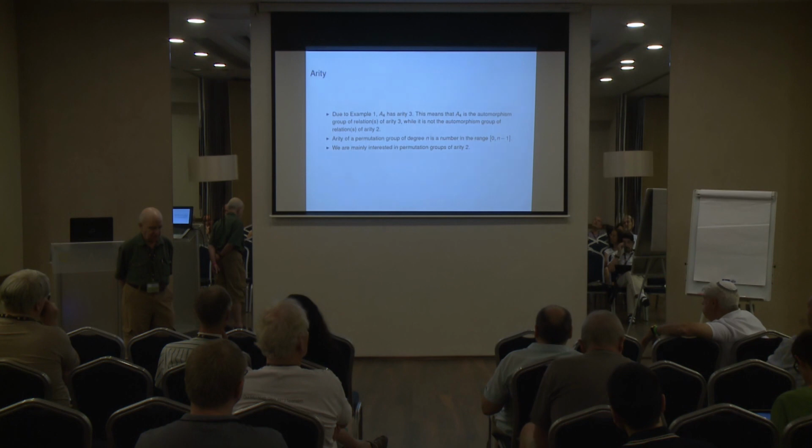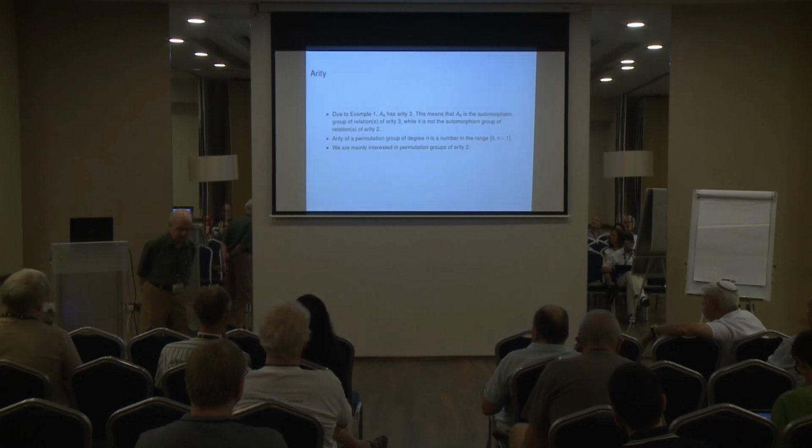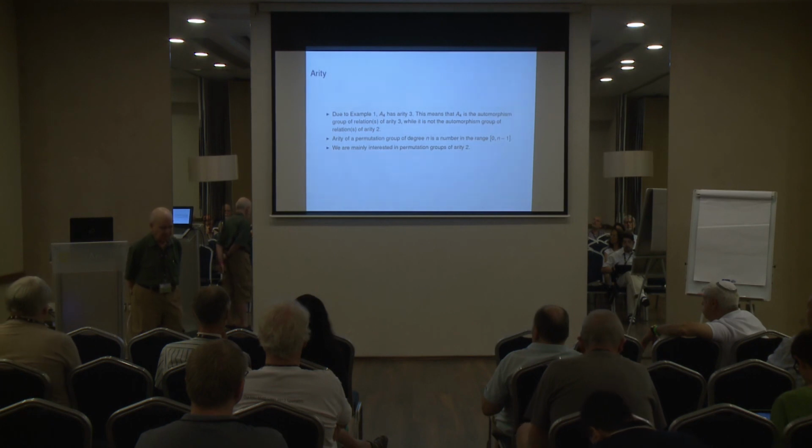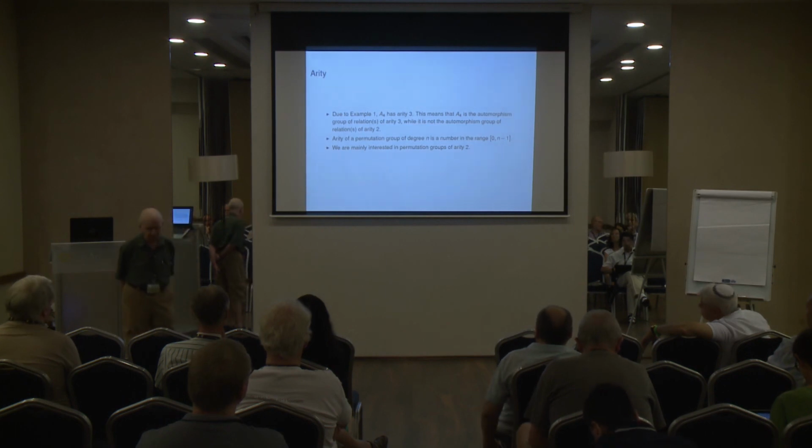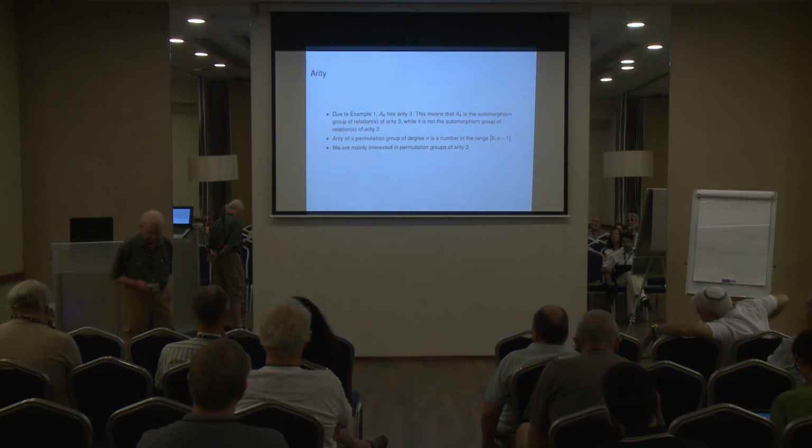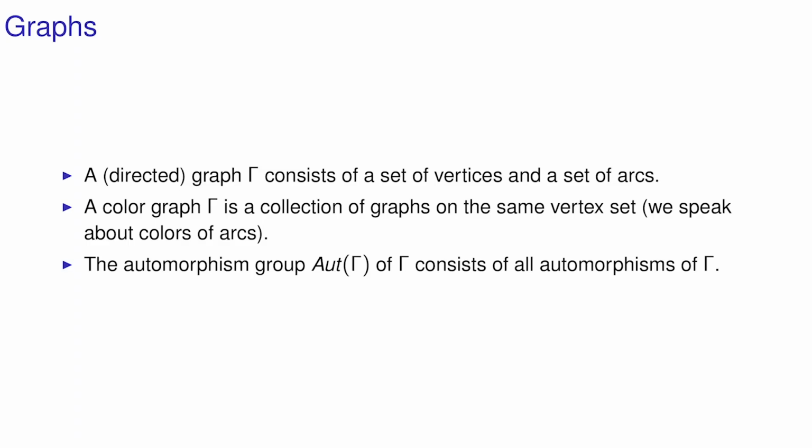For example, permutation groups which have arity 1 are very simple groups, for example, some direct product of symmetric groups, because here we have some partition. And in graph theory, we are interested in permutation groups of arity 2, because a graph is nothing else but a binary relation.